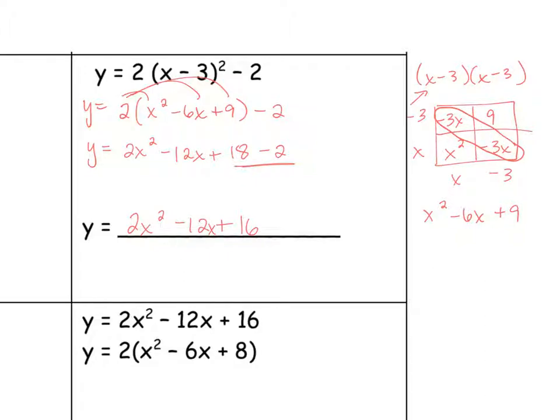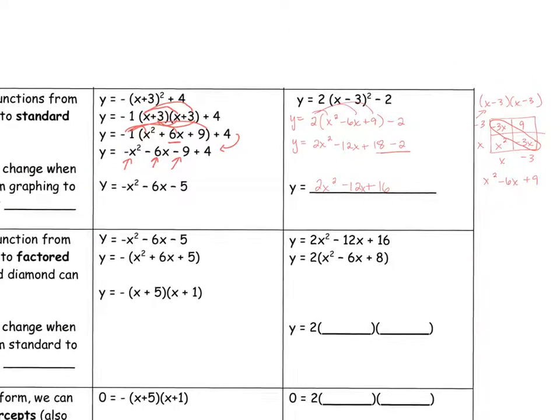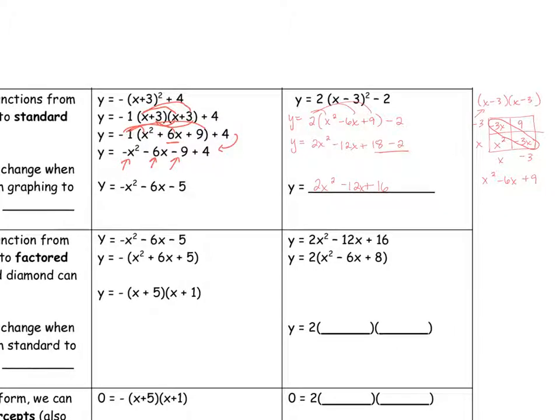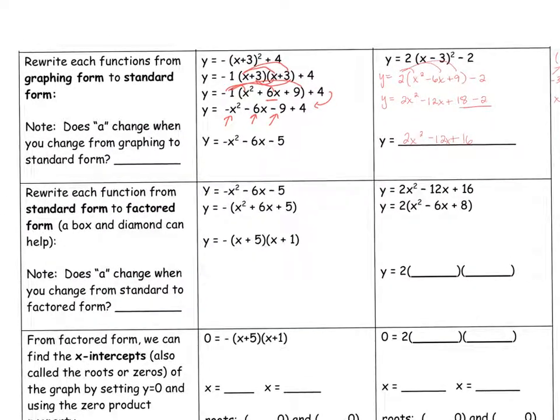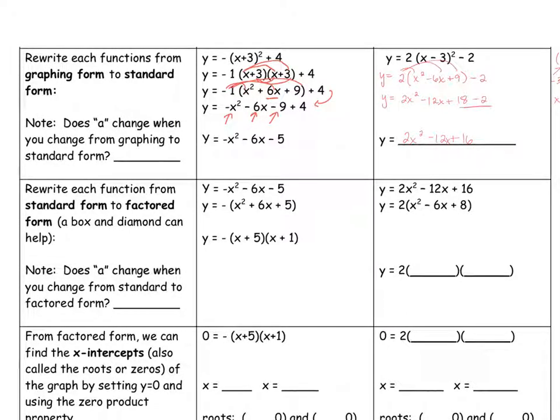So something to note about this is that at the beginning, we started, actually I'll come back here. There we go. At the beginning, we started here with an a value of negative 1. Here, it's the same value. A is negative 1. Here, a is 2. Down here, a is also 2. So when we go from the graphing form to the standard form, a does not change.